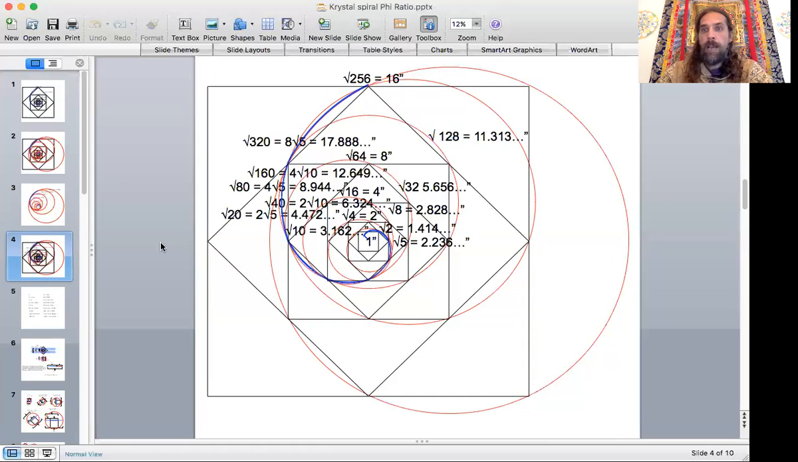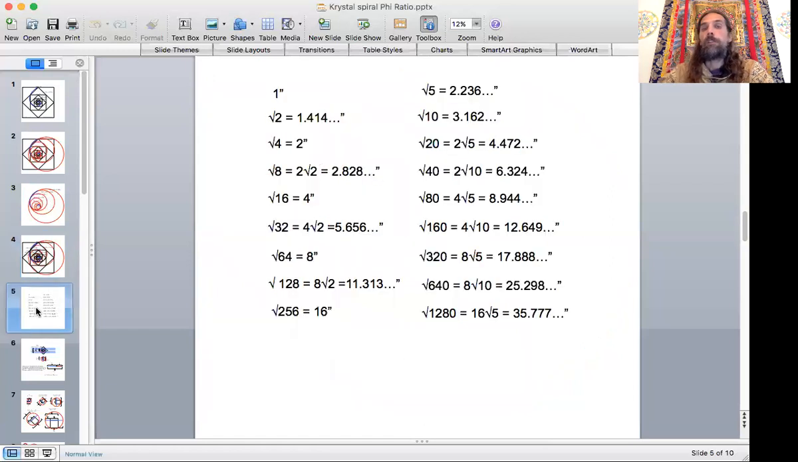But there's going to be a pattern here that emerges in just a minute. So I'm going to show you how the phi ratio is continually showing up throughout this construction of how I went about doing it here. So first of all, let's just take away the drawing for a minute and just look at the numbers and how they're kind of paired together.